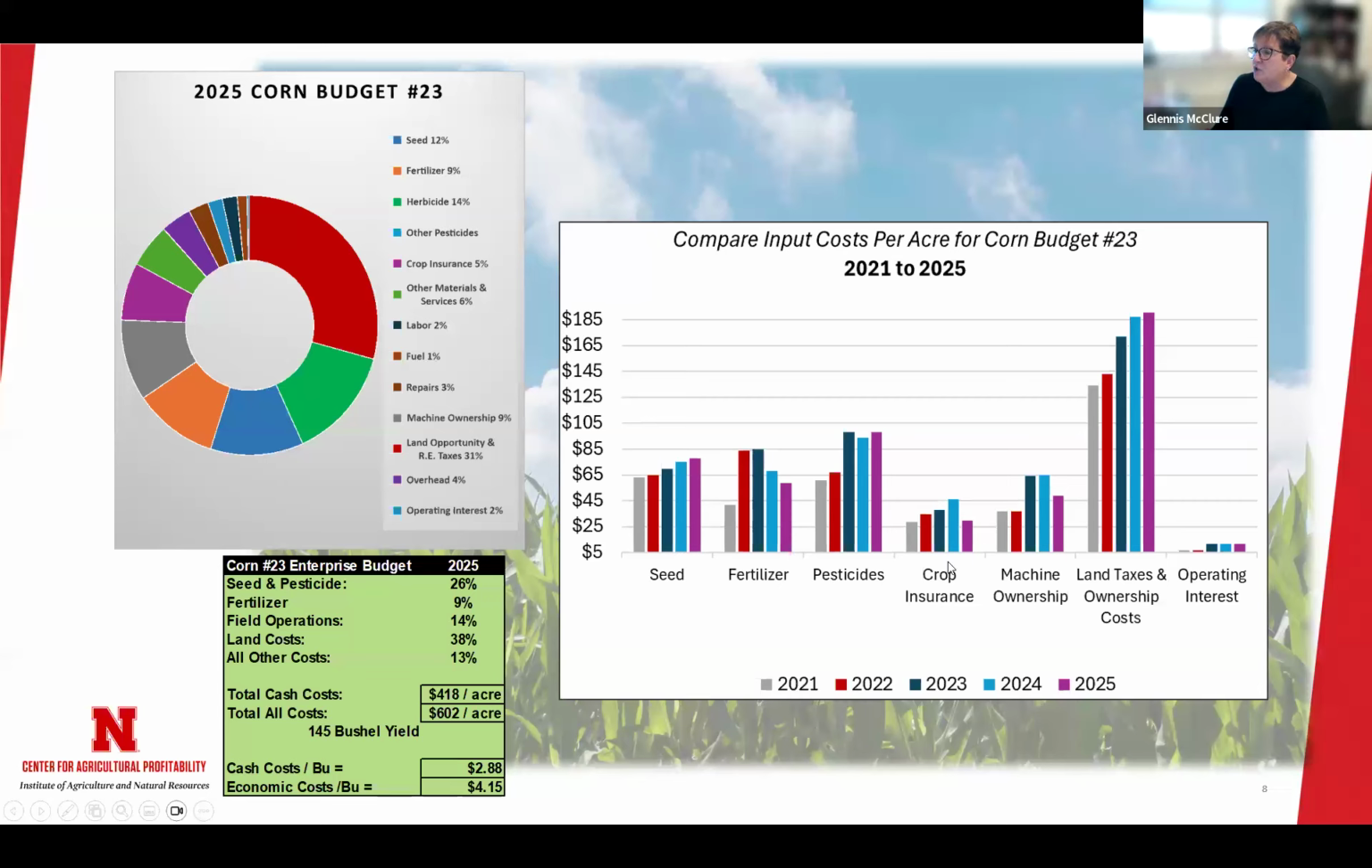Pesticides, crop insurance. Crop insurance is backed up probably because of prices somewhat, at least that's over our projections right now. Our machine ownership costs, maybe some of those things have softened a little bit. Land taxes and ownership. We pull information from our Nebraska real estate report, and we have continued to see our land values, which we base our opportunity costs on, going up. And operating interest is a piece of the budgets, and that has gone up a little bit in this last year or so.